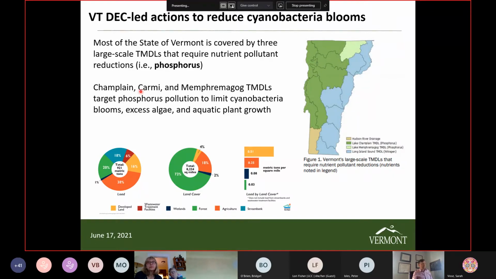And finally, as I mentioned, Lake Carmi, which is up here in Franklin County, is a lake that suffers from excessive blooms, and that has its own smaller scale TMDL. So these plans target phosphorus pollution to limit cyanobacteria blooms and other challenges.